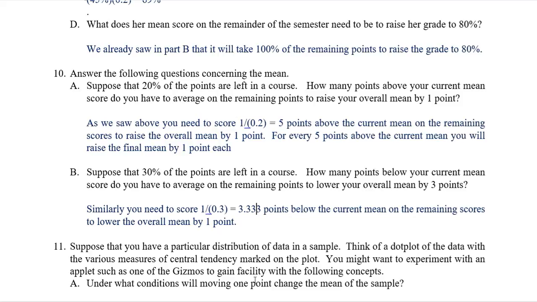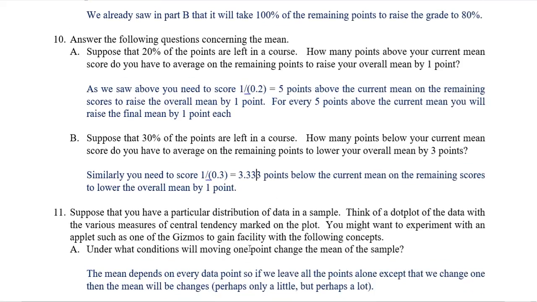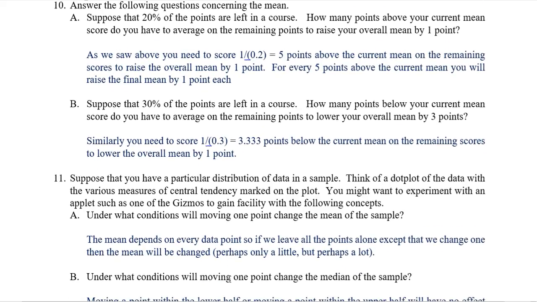Under what conditions will moving 1 point change the mean of the sample? The mean depends on every data point, so if we leave all the points alone except we change 1, then the mean will be changed. Perhaps only a little, or perhaps a lot. If you take a data point and move it way, way high or way, way low, then it might move the mean a lot. But otherwise, if you move it around in the middle, it may have a very small effect, but it will have some effect on the mean no matter what.